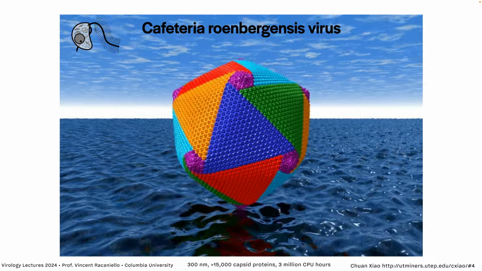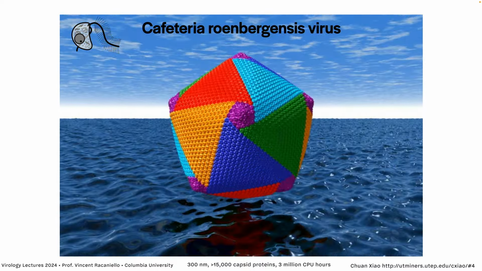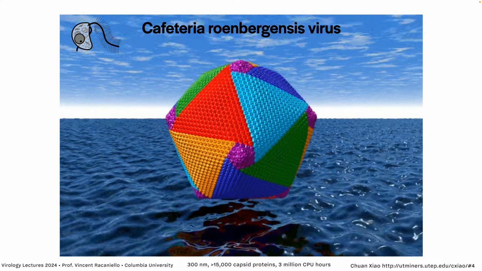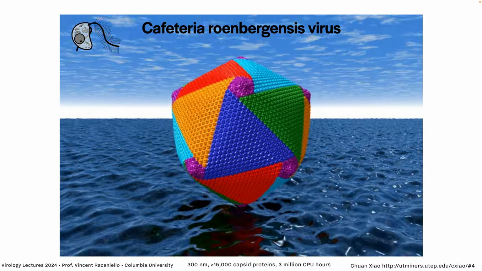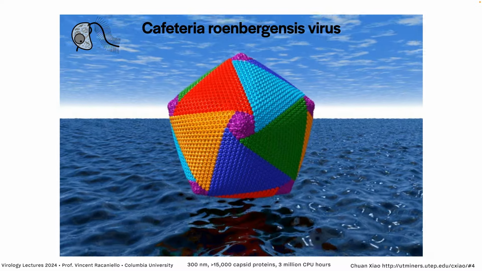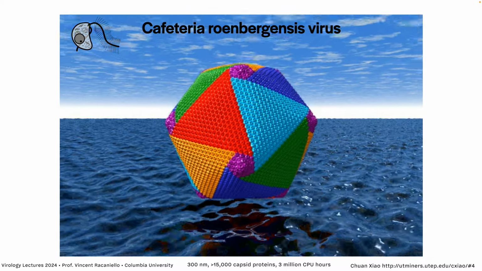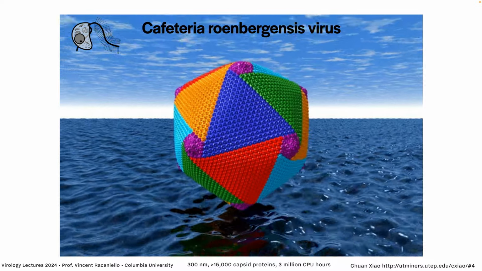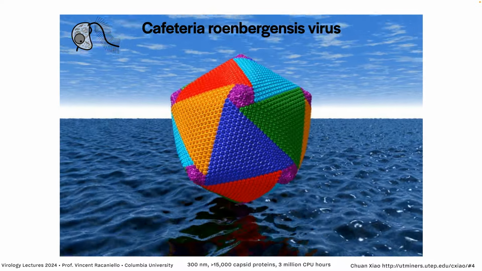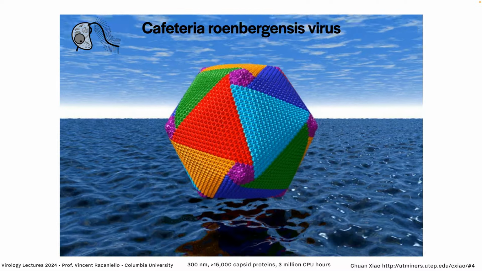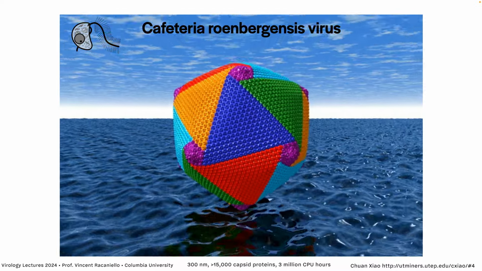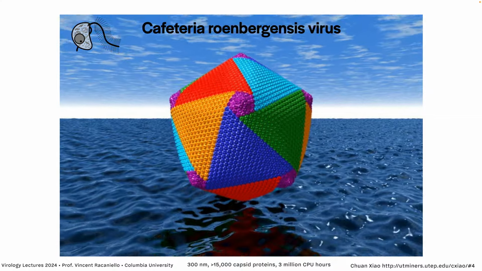This is a giant virus. We talked briefly about these in lecture 1. They're just really bigger than everything else. It's called Cafeteria roenbergensis virus. It is a marine virus that infects Cafeteria roenbergensis, which is this unicellular flagellate, which the ocean is full of. It's one of the most common protists in the ocean. So this virus infects it.